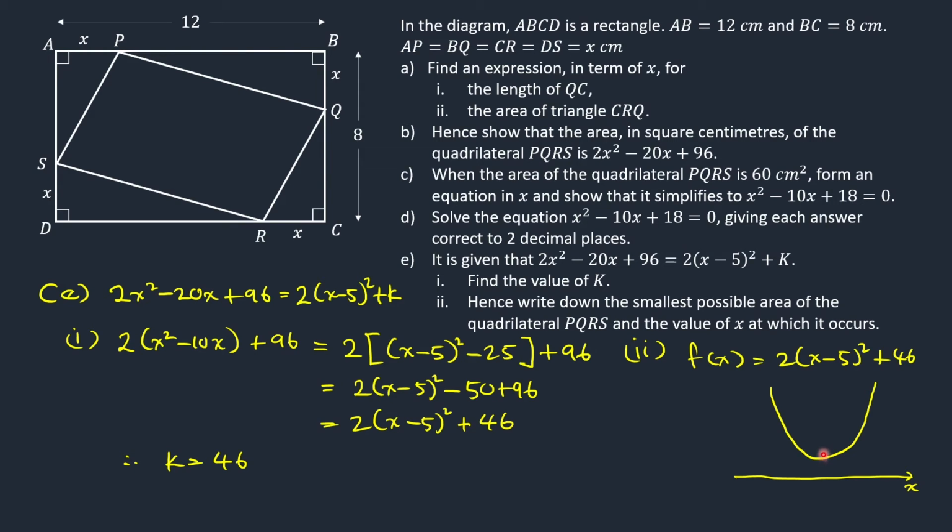And when does that happen? It happens when this expression over here equals 0, right? Because 2 times (x minus 5) squared can never become negative. It's always 0 or more than 0. And that's the reason why 46 is the minimum value for f(x). That's the minimum value for the area of the quadrilateral PQRS. And that happens when this side is equal to 0. And when does it become 0? That is when x is equal to 5, because 5 minus 5 is equal to 0. So in short, it happens at x equal to 5.